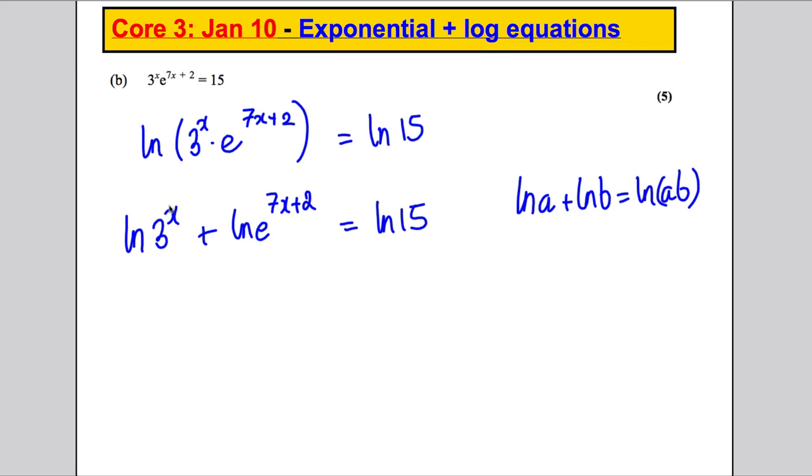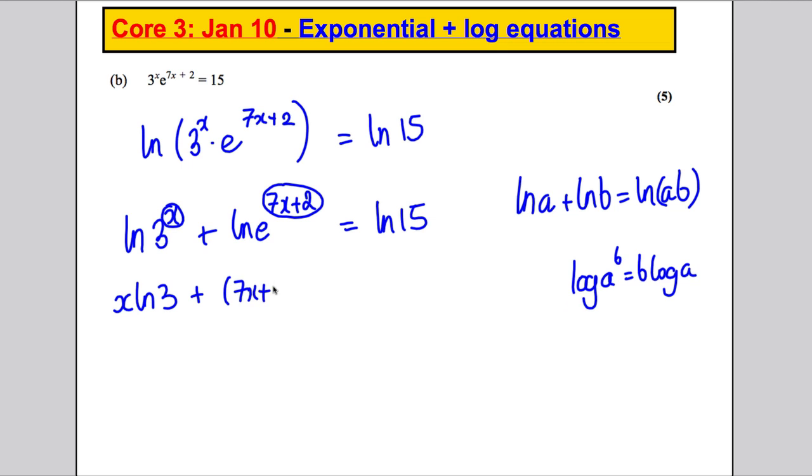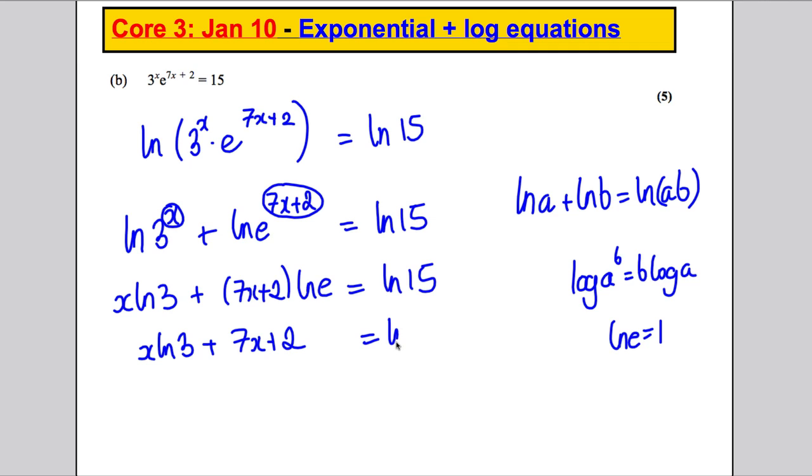Now you can bring down this exponent and this exponent by the laws of logs that say that log of a to the b is b log a. So this would say x ln 3 plus 7x plus 2 ln e is equal to ln 15. Now ln e is 1. You know that ln e equals 1. So therefore this says that x ln 3 plus 7x plus 2 equals ln 15.